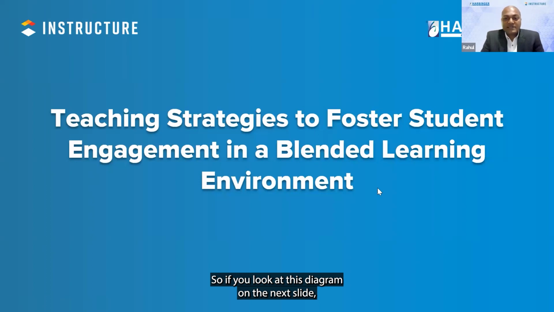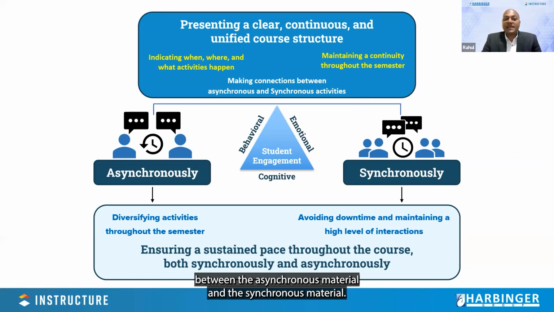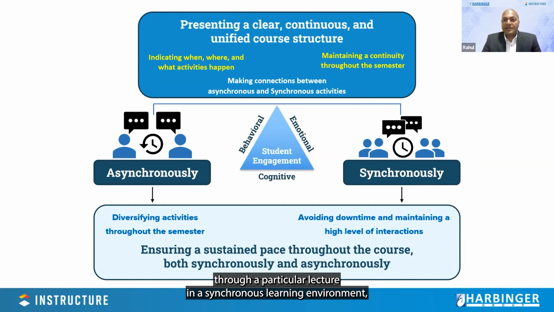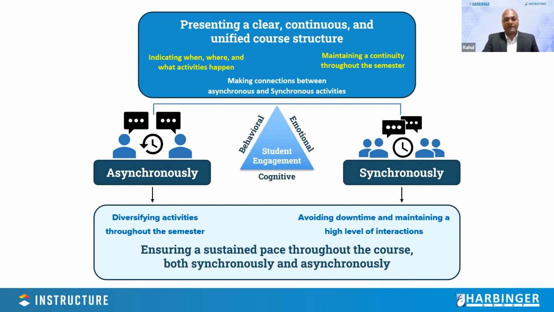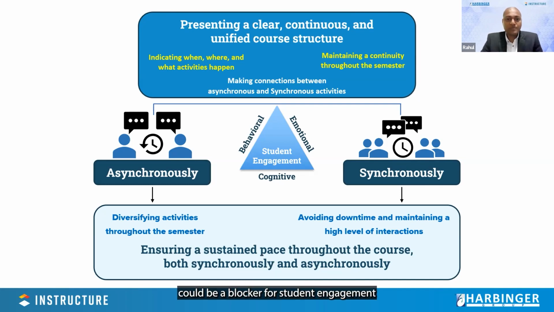Right. So if you look at this diagram on the next slide, this explains that blend. At the center of it, we have the student engagement concept, and we engage the students on three axes. One is on the behavioral side, second is on the emotional side, and third is on the cognitive side. And then there has to be a fine balance and a connect between the asynchronous material and the synchronous material. For example, if someone has gone through a particular lecture in a synchronous learning environment, the reinforcement learning material or the assessments or the quizzes need to connect with that synchronous learning experience. The asynchronous learning material cannot be different. I think that's what the poll also suggested, that the disconnect between the synchronous and asynchronous learning material could be a blocker for student engagement.